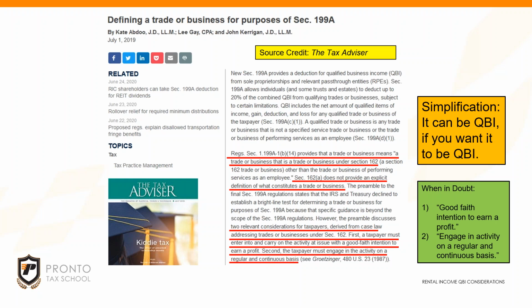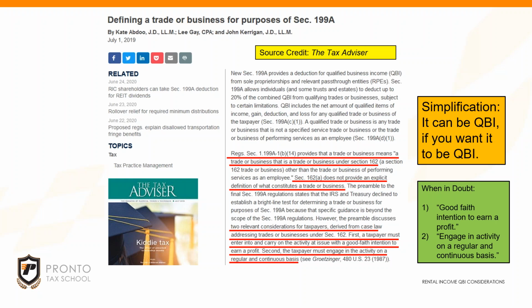What's interesting about section 162 is that it doesn't really provide a spelled out definition of what is a trade or business. There are only court cases that have established what a trade or business looks like, and the key tests we generally use to determine if something is a trade or business. Number one is a good faith intention to earn a profit. Similar to a hobby, a profit motive determines whether you have a business.